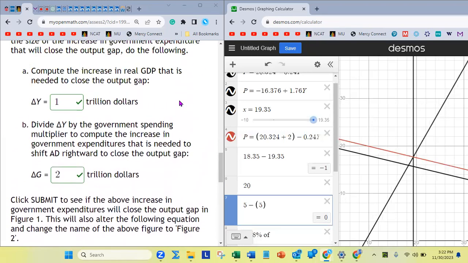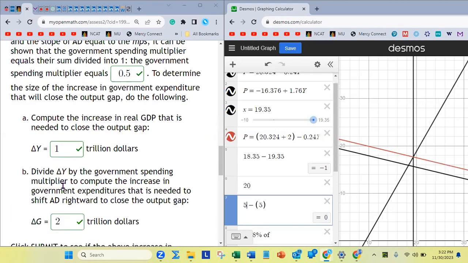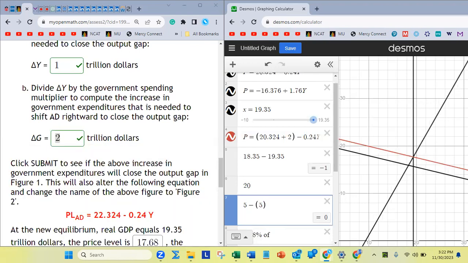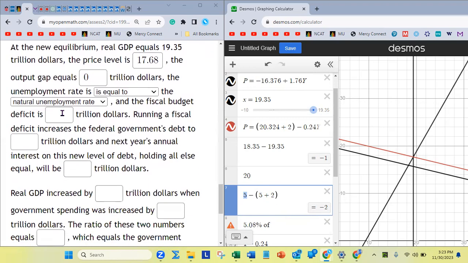What do we do to get the curve to shift from black to red? We increased government spending by 2, right? So if government spending was 5, it is now 7, right? So government spending is inside the parentheses here. Government spending is now 7. Tax revenues are still 5. Now we have a fiscal deficit of 2, right? The negative sign means deficit. So the deficit is 2 trillion. We don't need the negative sign.